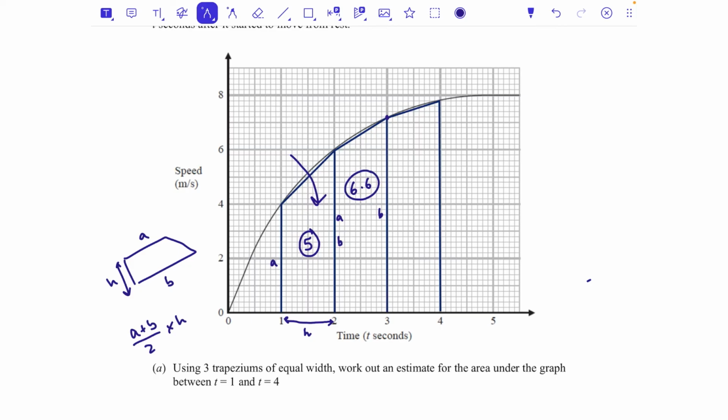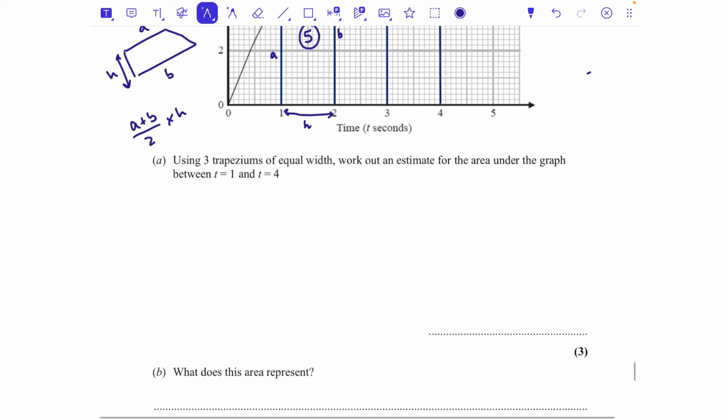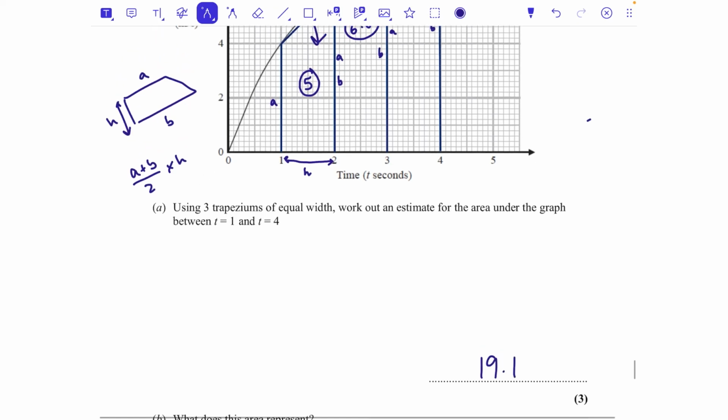but that is 6.6 as the area. And then for the third bar, again we're going to do a plus b, so that is 7.2 add 7.8 divided by 2, and then times by 1, which gives me 7.5. So for the area of those 3 bars, I'm now going to add those values together, and that is going to be 5 add 6.6 add 7.5, which gives me 19.1 as my area there. 19.1.